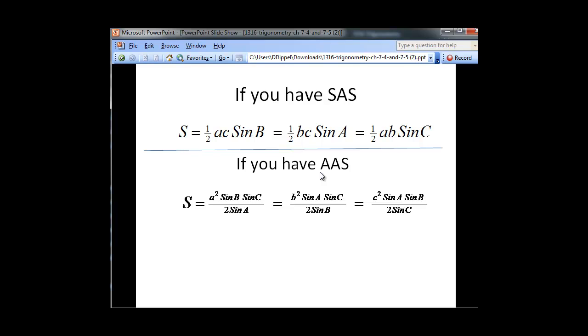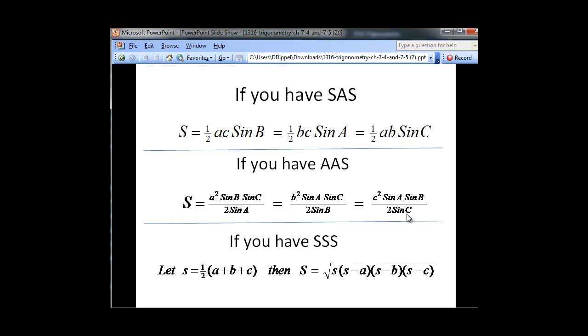Okay, if you have two angles and a side not in between them, then the formula is A squared, if A is your side, sine of B sine of C divided by 2 sine of A. And again, once you have two angles, you can find the third, so all the angles are known, and the side is known, and you can just type the numbers in. Now you'll notice if A is the side, the angle A goes on the bottom. If B is the side, angle B goes on the bottom. And if C is the side, angle C goes on the bottom.